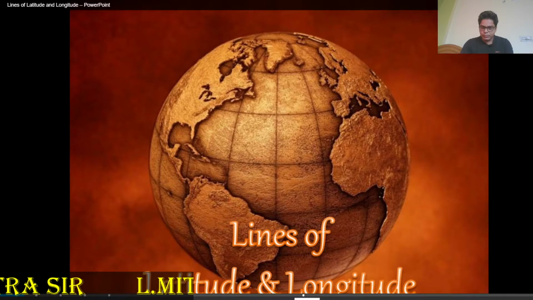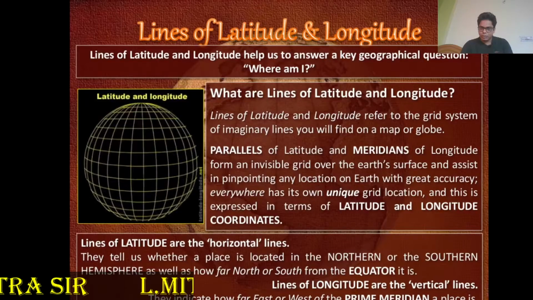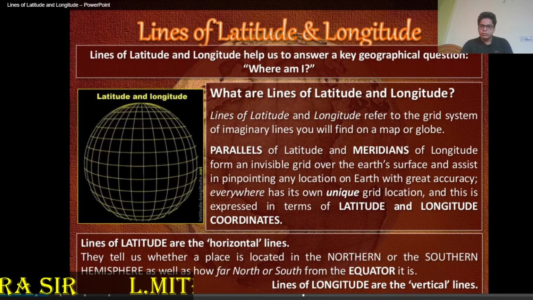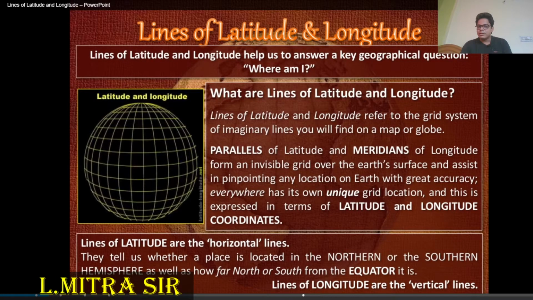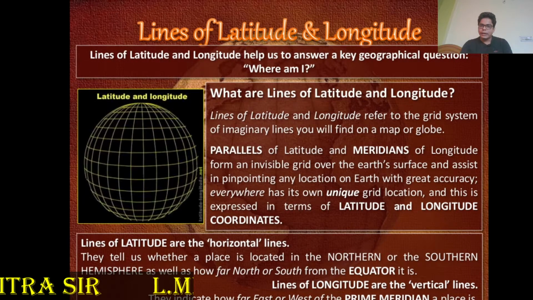First, the lines of latitudes and longitudes help us answer a key geographical question: where am I? If you are asked where you are located, you can say I am at my home. But in geographical terminology, your location should be identified by its latitude and longitude.